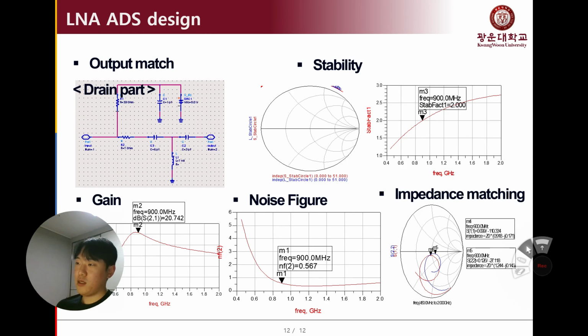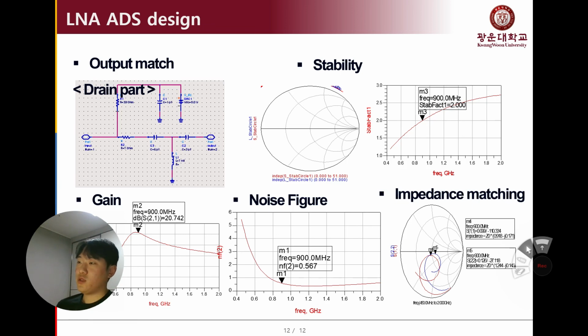As for stability, all of them went out of the concentric circle to show unconditional stability, and the stability index was also above 1. Again, the gain was 20.7 dB at 900 MHz, far exceeding the 18 dB expected and meeting the conditions.